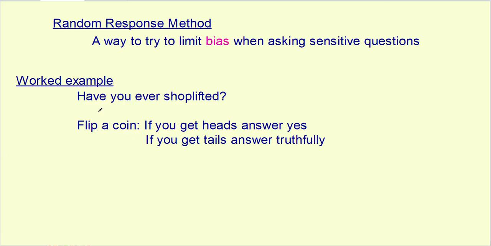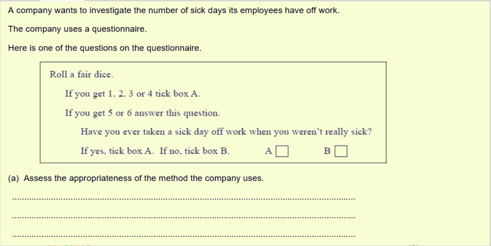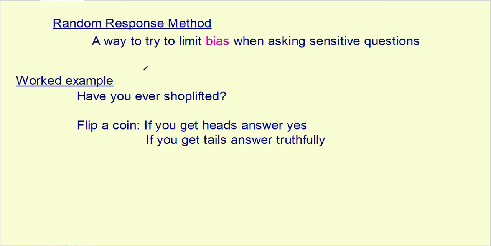However, if you bring the coin element into it and someone can't see what you've landed on, heads or tails, if you get heads, you have to say yes. But they don't know if you say yes because you got heads or because you're answering truthfully. So it enables participants to answer yes without the embarrassment, whereas the person asking the questionnaire doesn't know if they've answered yes because they got heads or because they've shoplifted. That's the idea around this. So we're going to do a little bit of maths now to answer one of those types of questions. Let me do an example first, and then we will do the exam question.